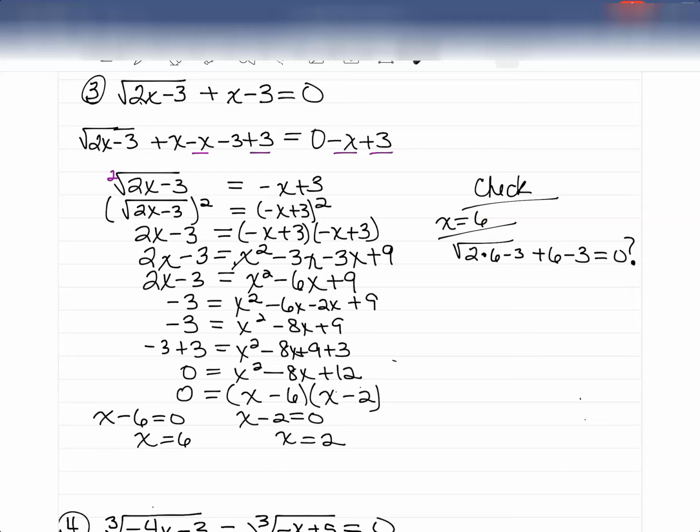From here, I can really type all that in my calculator. I go to my square root, so second x squared, make certain there's the parentheses there, then do 2 times 6 minus 3. Close that parentheses, then do plus 6 minus 3, and hit enter to see if the 0 matches the 0 on the other side.